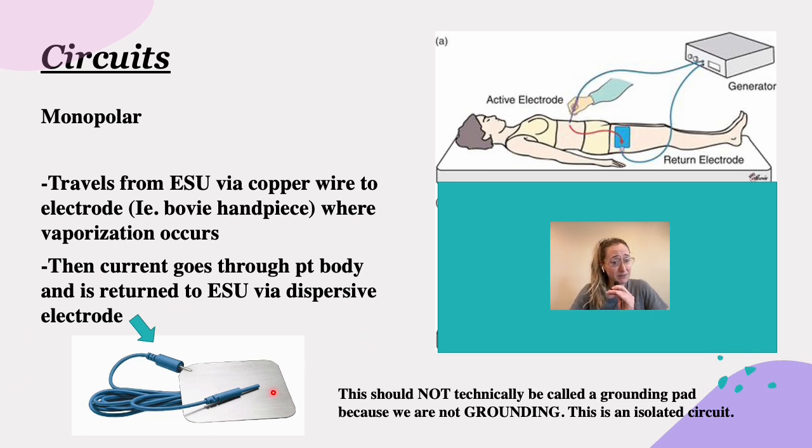The dispersive electrode should be a large pad. The larger it is, the more current that will be dispersed, and that's safer. It should be placed on a well-vascularized area, a muscular area, close to the operating site, and away from any metal implants.